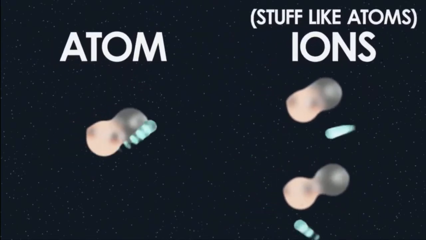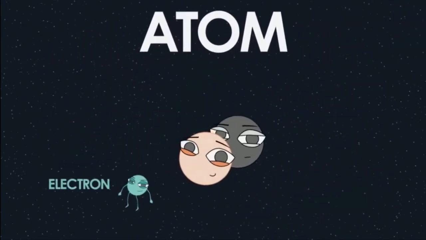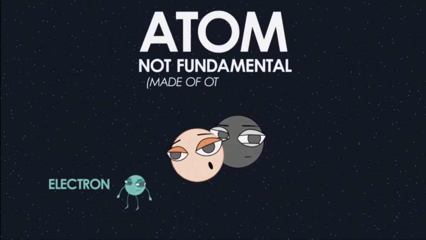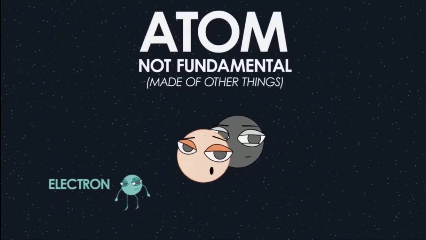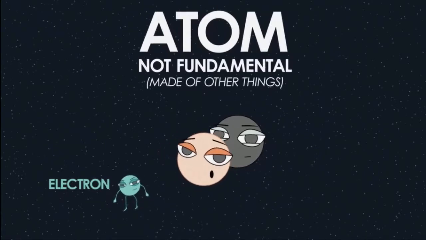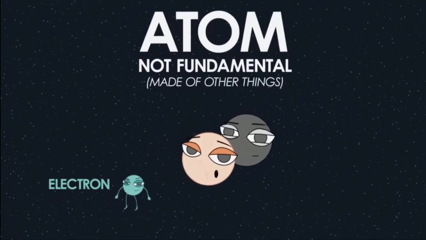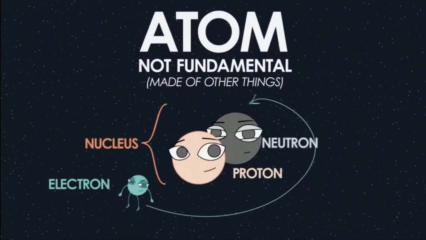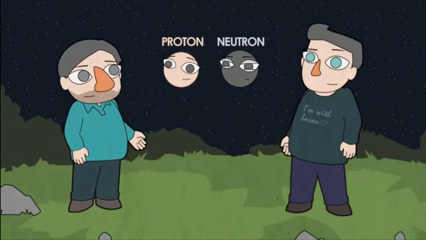Okay, but wait. Atoms contain electrons, so you can actually cut an atom up into something smaller. Atoms are not fundamental. They're made of other things. Okay, so what are they made of? You mentioned electrons. Yes, so atoms are made of electrons, which go around a nucleus, and the nucleus is made of protons and neutrons. Okay, so are protons and neutrons fundamental?